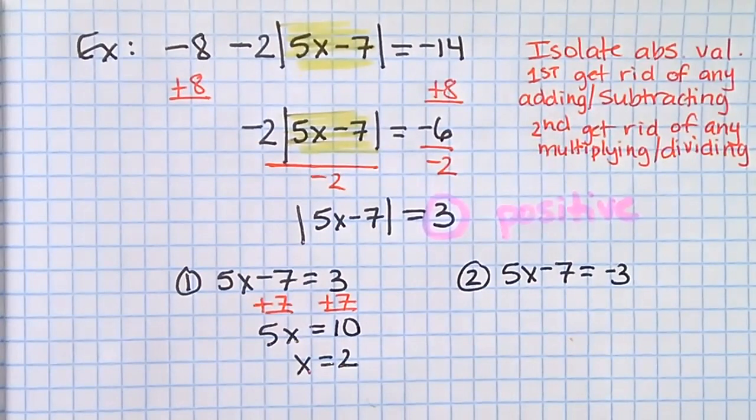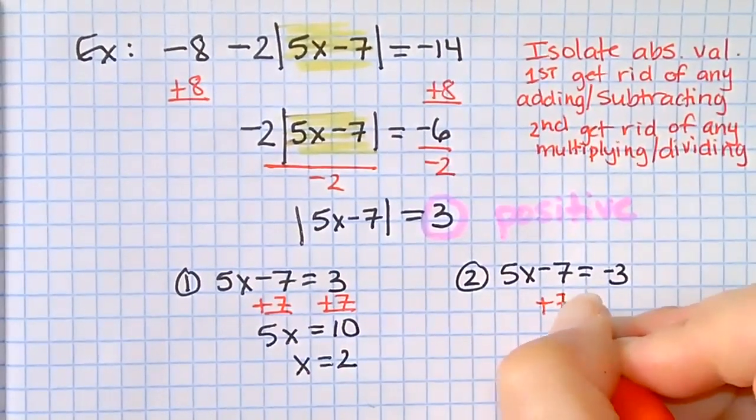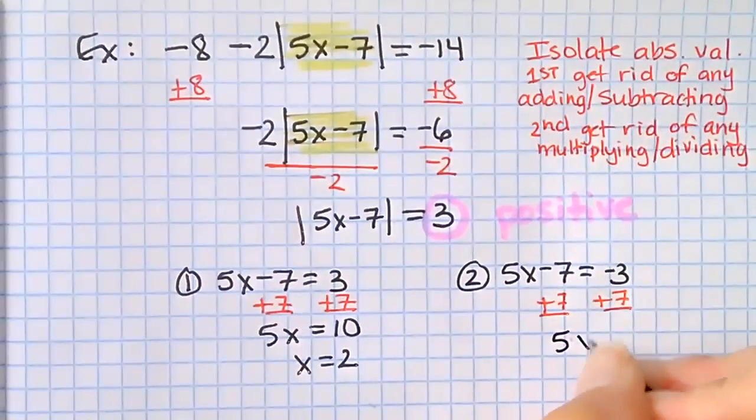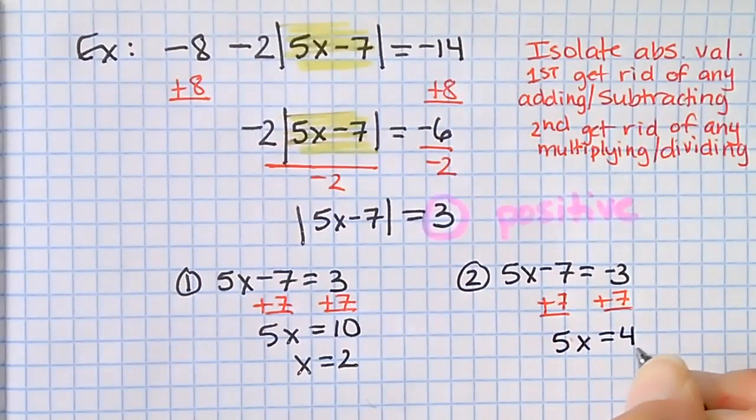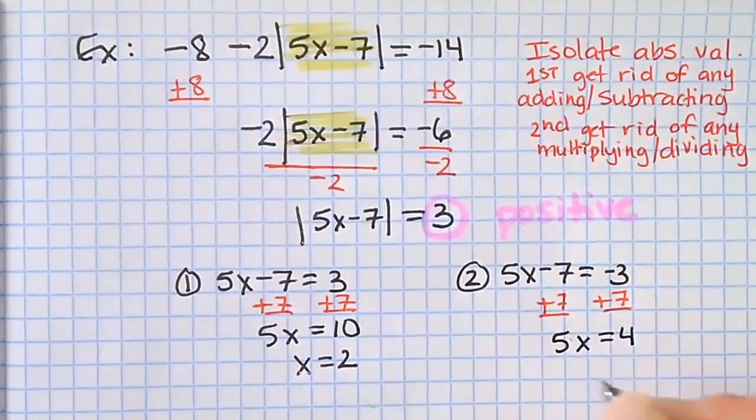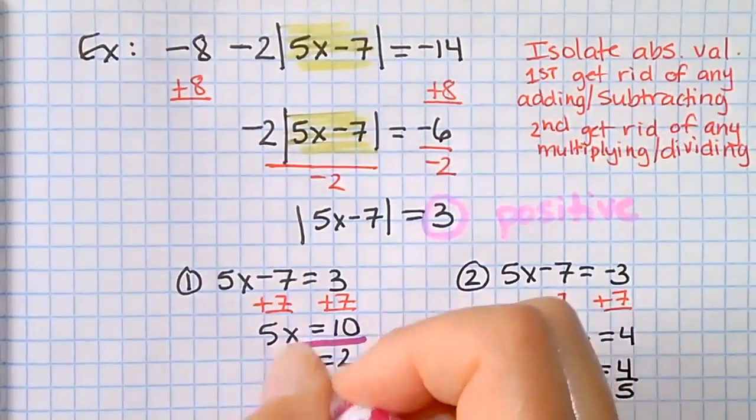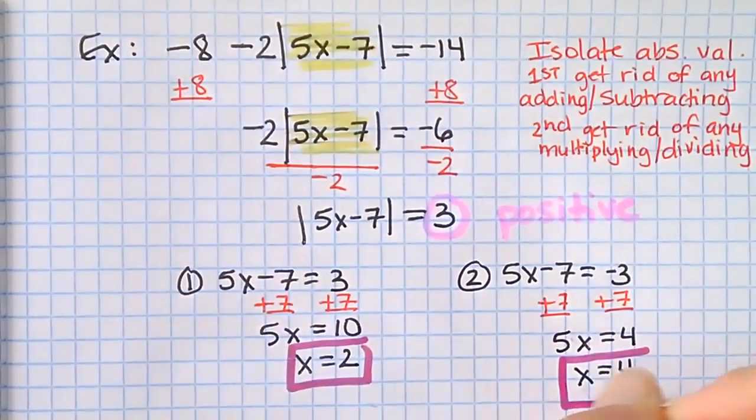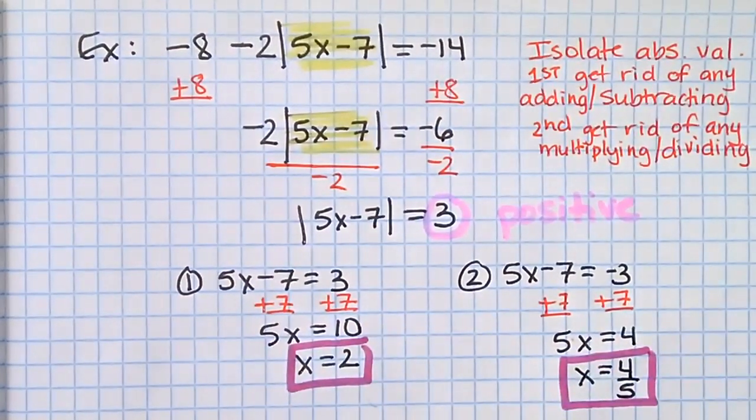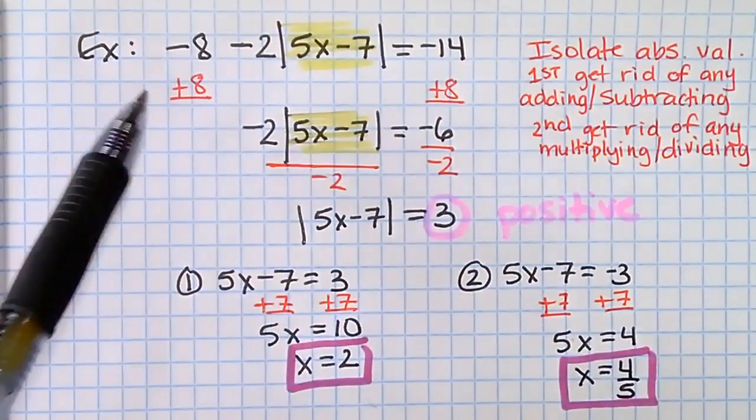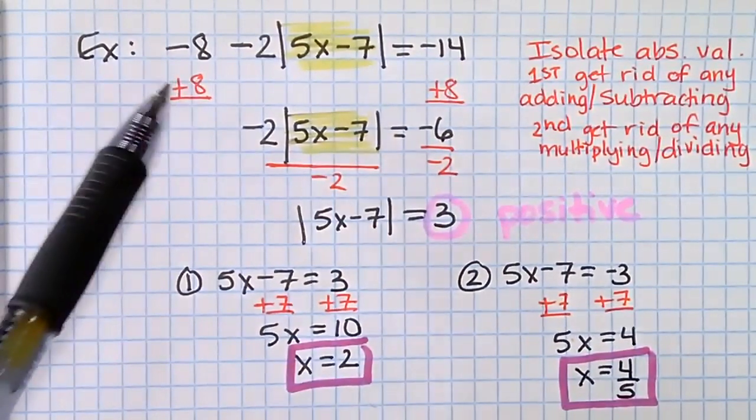Over here, I'm going to add 7 to both sides. And when I add 7 to both sides, I get 5x is equal to 4. I'm going to divide both sides by 5, and I get x is equal to 4/5. And these are my two answers: x equals 2 and x equals 4/5. So this one's a little bit more complicated. You're not going to see one this difficult on tonight's homework, but this is important that you understand, especially going into Integrated 2 and 3 in the future.